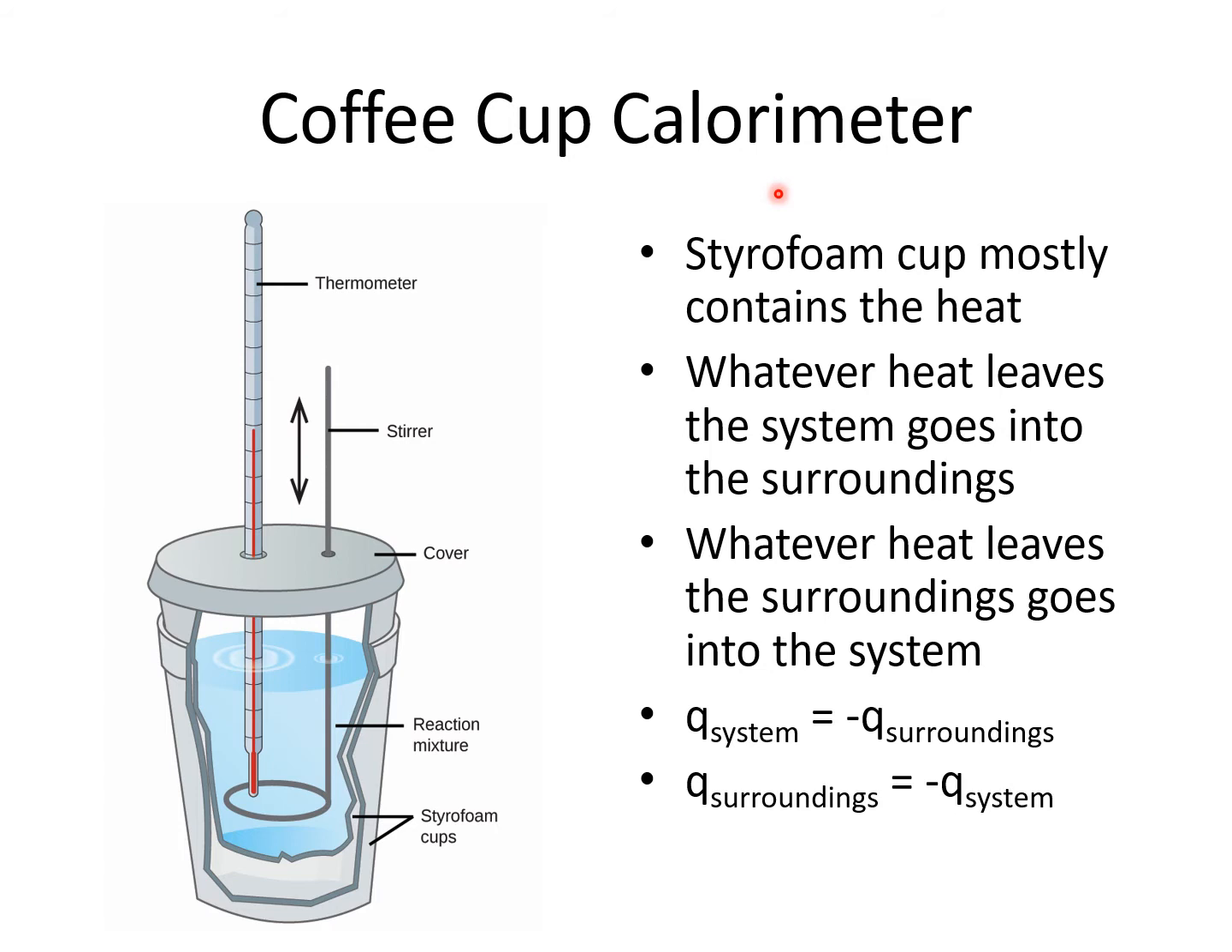So we will assume, using the coffee cup calorimeter, that whatever heat leaves the system is going to go into the surroundings, but not outside the cup. And whatever heat comes from the surroundings would go into the system.